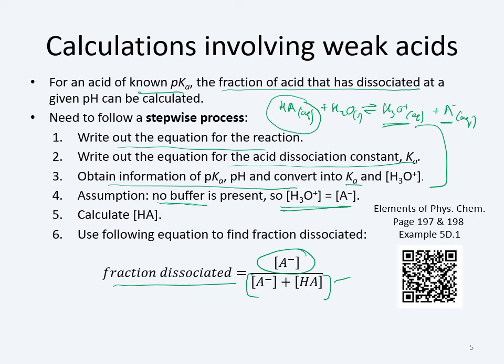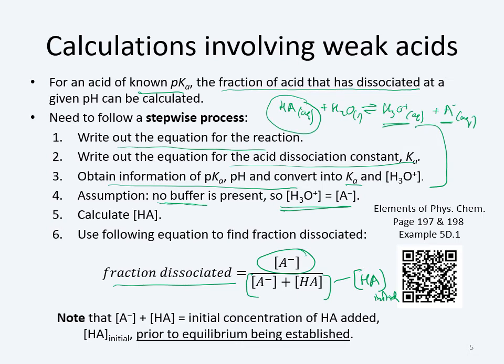In these notes I refer to this as HA initial. This is the concentration of acid that you made up right at the start. For example, I took a number of grams of my solid acid, dissolved it into water, and then the equilibrium occurred. After the equilibrium, these are the concentrations of A minus and HA. Before the equilibrium started, you have a concentration of undissociated acid, and that's the initial concentration. Hopefully that makes sense, but we'll see it in action now.